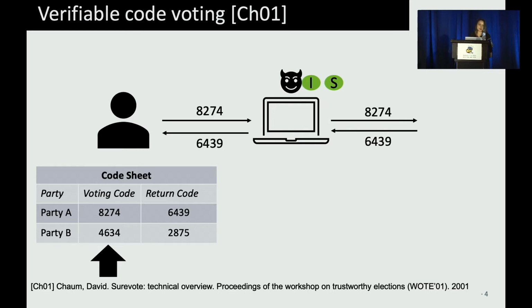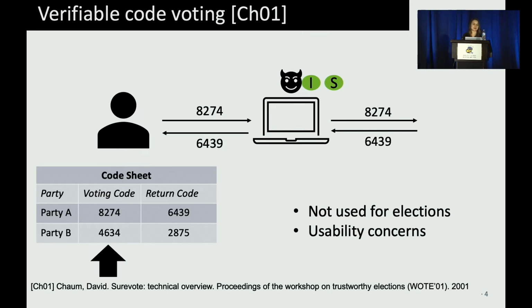And the vote secrecy problem is also solved because the attacker only sees the code that has been transferred, but not the actual voting option. So again, this solution is not new. It has been known and discussed and iterated over 20 years. However, it has not been used for actual real-world elections.